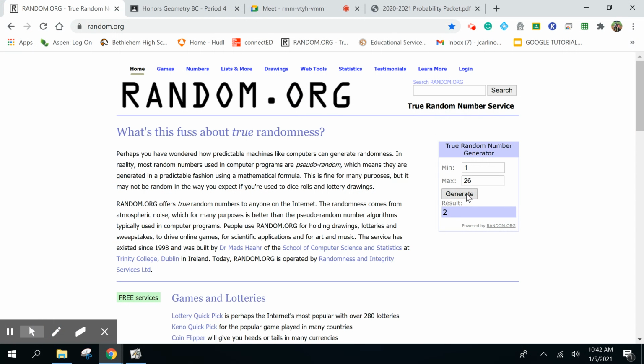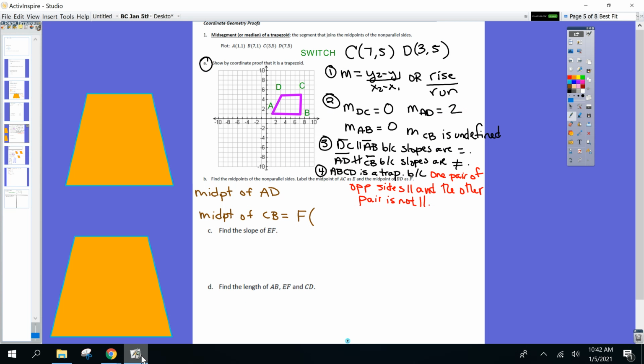Here you go. Quincy, what's the midpoint? What's that coordinate for the midpoint of CB? For CB it would be 7, 3. Yep, you can stop there. 7, 3. Everyone, make sure you graph it. Call it point F.